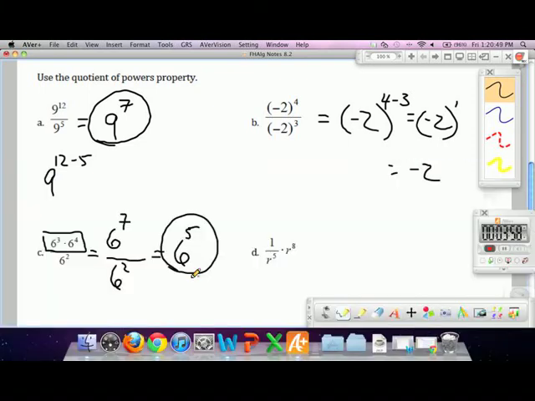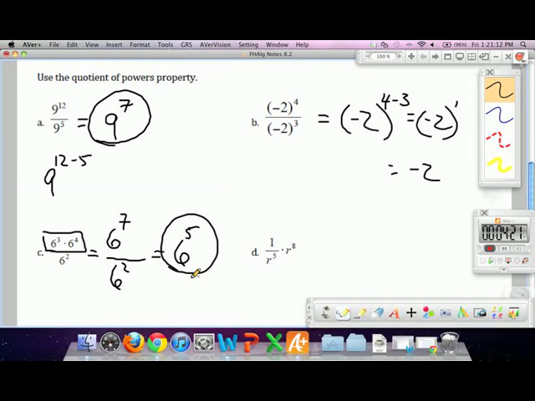Simplify the numerator and denominator as much as you can first, and then apply our quotient rule. So our product rule still applies. If we are multiplying the bases, we add the exponents. And then if we divide the same base, we can subtract the exponents, numerator minus denominator. 7 minus 2 is exactly 5.